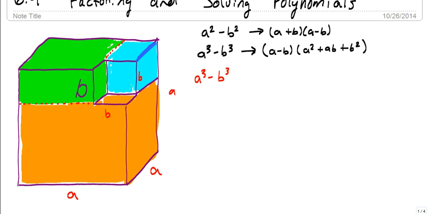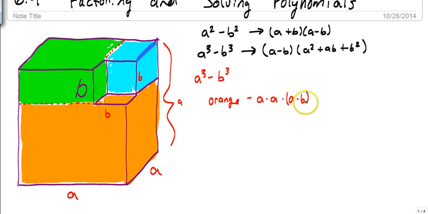So let's start with the orange piece. What is the volume of this orange piece? Well, volume is length times width times height. Remember, this a right here is the entire thing. That's the whole side is a. So I've got my length and my width, that's a times a. And I can figure out how tall this orange piece is. If the whole side is a, and I know this height is b, then the height of this orange piece will be the whole side a minus b.